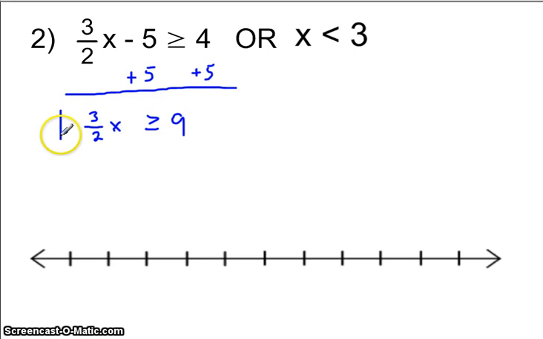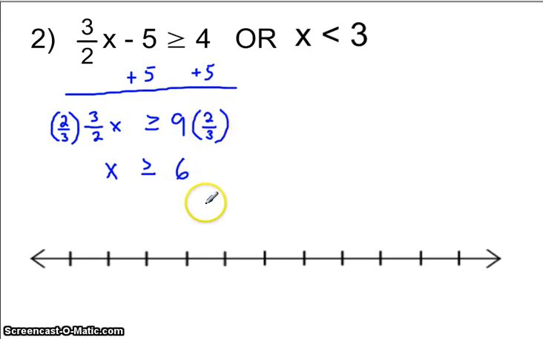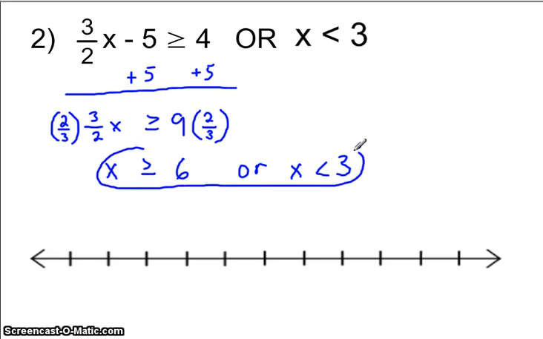Multiply both sides by the reciprocal, 2/3. We're not going to flip because we don't have any negatives, so x is going to be greater than 9 times 2 is 18. 18 divided by 3 is 6. So we got x is greater than or equal to 6. And then this one's all done. So this is, or x is less than 3. And I can just circle it like that.